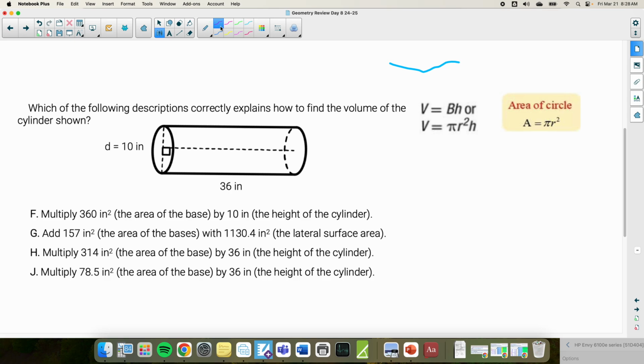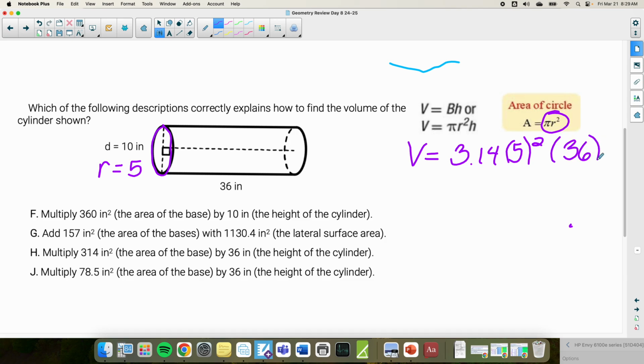So here we have a cylinder, and again, volume for a cylinder or a prism is capital B times H. Capital B is area of the base. In a cylinder, your base is a circle, and the area of a circle is pi r squared, okay? So what we're gonna do here, we have pi, which I'm gonna put as 3.14. The r, if your diameter is 10, your radius is 5, and that's squared. And then your height is the 36, okay?